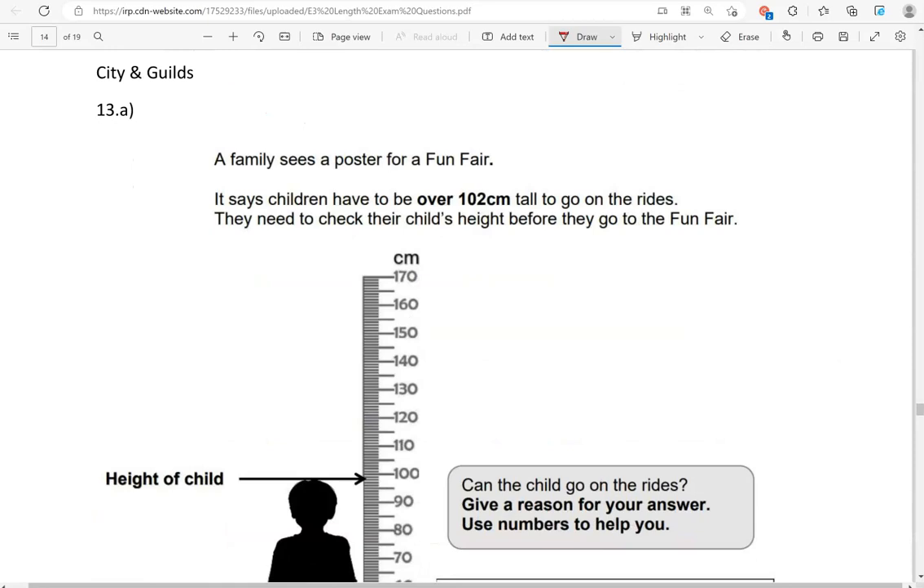A family sees a poster for a fun fair. It says children have to be over 102 centimeters tall to go on the rides. They need to check their child's height before they go to the fun fair.